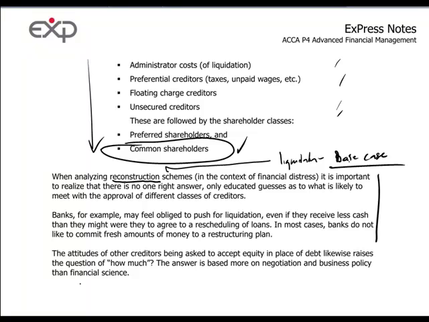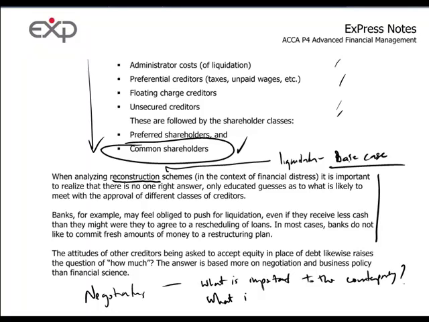If one were to advocate a reconstruction scheme, it's always important before going into negotiations with counterparties to understand what is important to the counterparty, the negotiating partner, let's say, and what is not important. What are they likely to be willing to give up? And this way it helps one to form the right arguments to be able to appeal to the creditors.